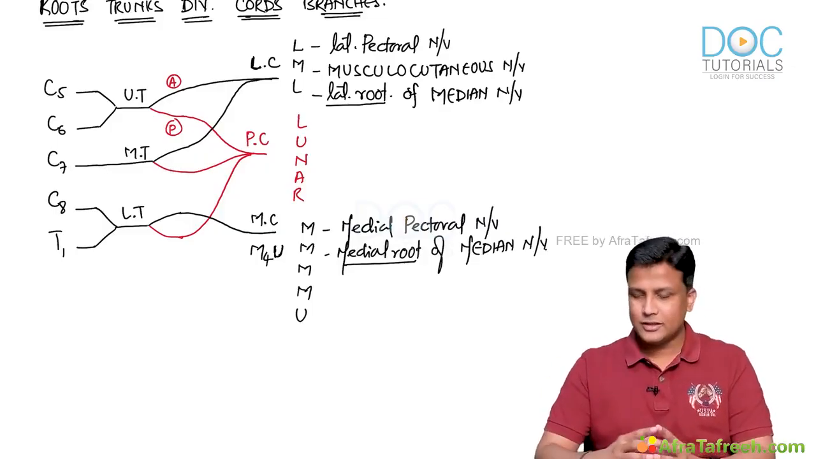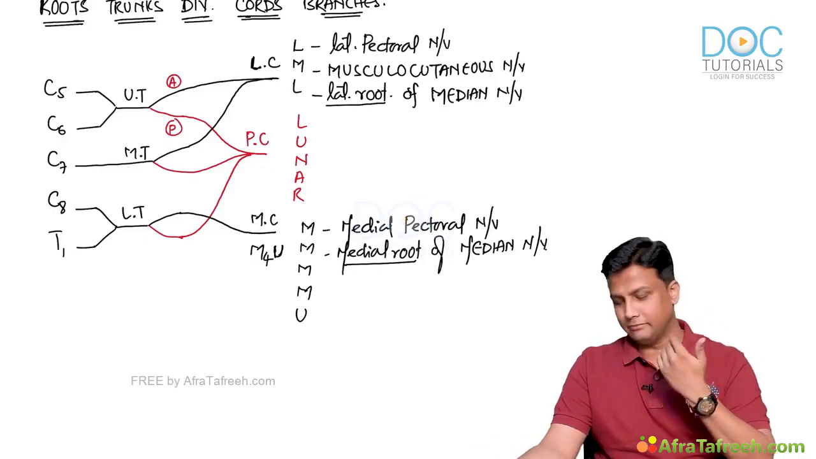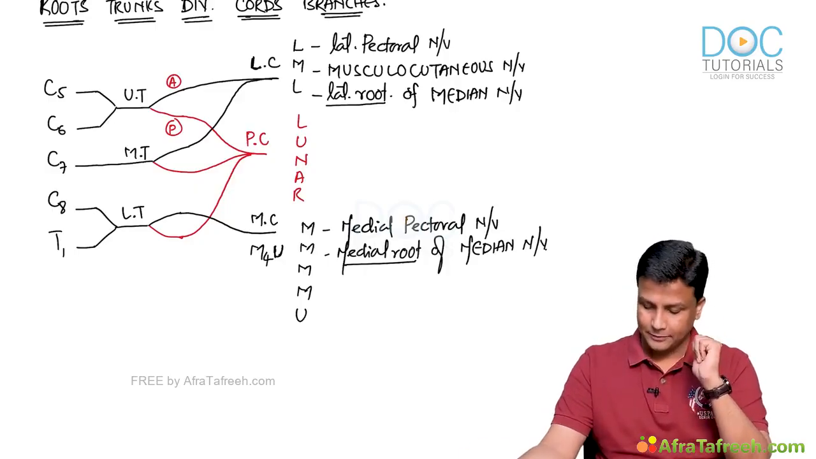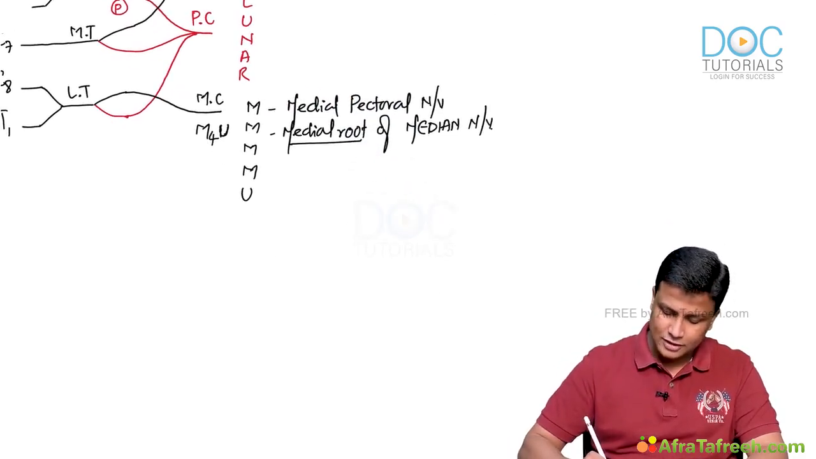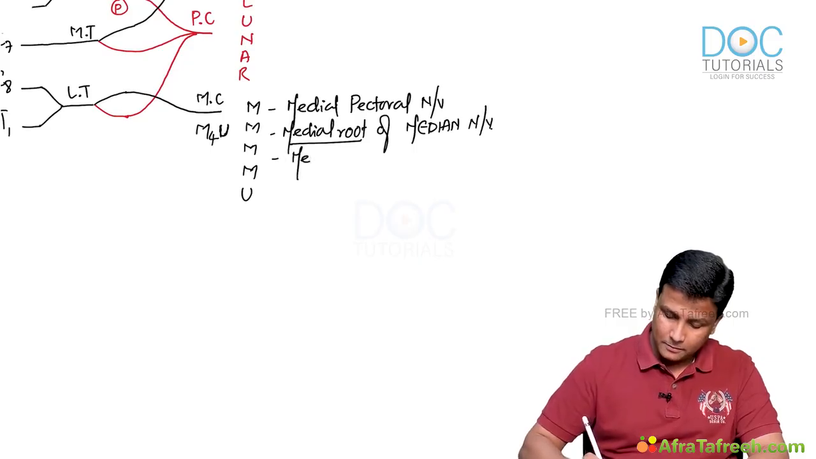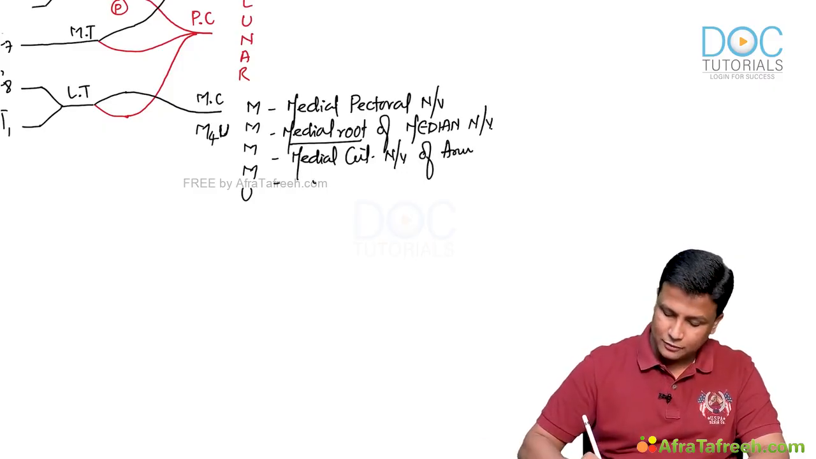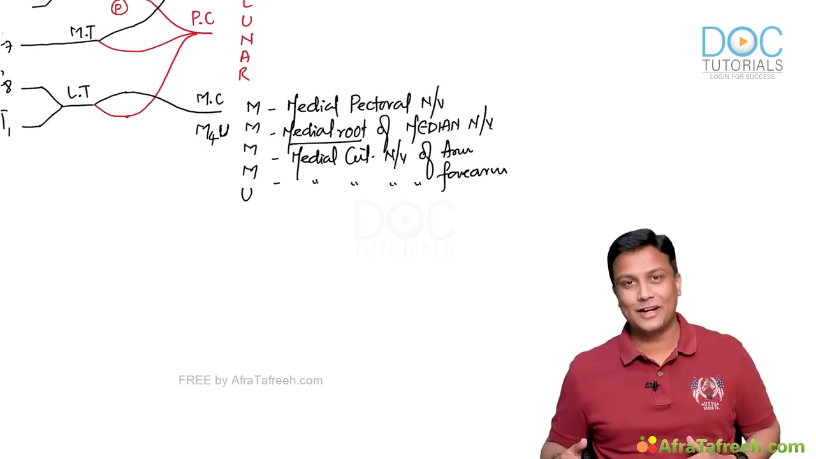Now let's continue with the branches here. In M4U, we are done with two M's there: medial pectoral, and the medial root of the median nerve, just like the lateral pectoral and lateral root of the median nerve, guys. Done. Now what about the remaining two M's here? They are very much easy. First of all, you write down the name along with me. M stands for medial cutaneous nerve of arm. And one more M here stands for medial cutaneous nerve of forearm. Wow. I don't even have to teach you here, and you don't even have to learn here.